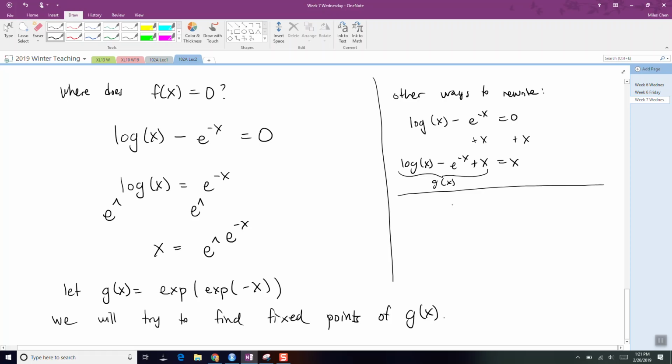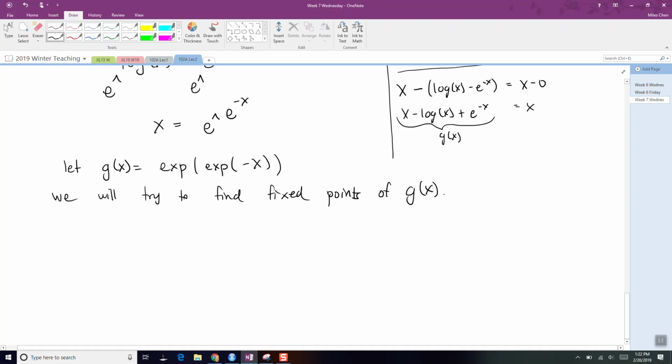Another one is I could say, well, because this is 0, let's do x minus this, right? X minus log of x minus e to the negative x is equal to x minus 0, which is going to become x, and I got x minus log of x plus e to the negative x. Okay, and I can just say, well, let this be g of x. Okay, and we can try something like that. So there's often a lot of ways to do this, and not all of them will have attractive fixed points. But anyway, let's go ahead and we'll just use this one.